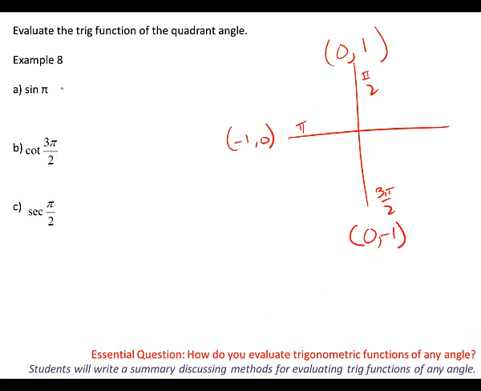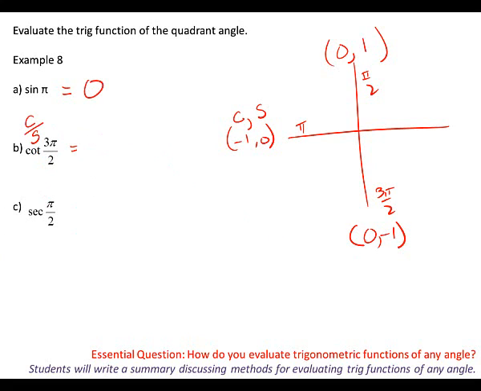Okay, so sine of pi. Remember, it's cosine, comma what? Sine. All right, so what is the sine of pi based on our unit circle? 0. All right, cotangent is what over what? Cosine over sine. Good. You have to know that to use your unit circle, right? It doesn't work without knowing that.